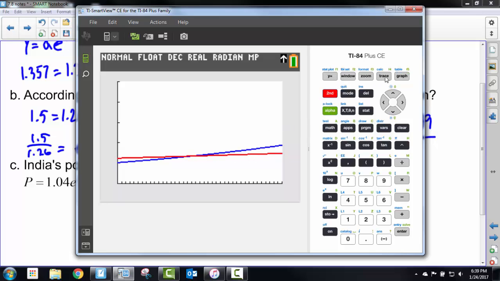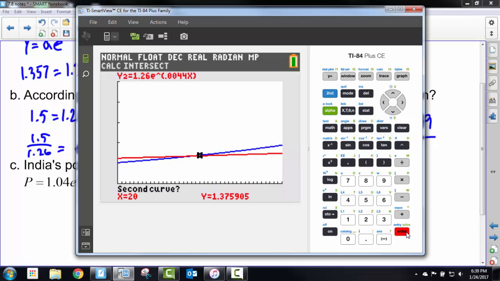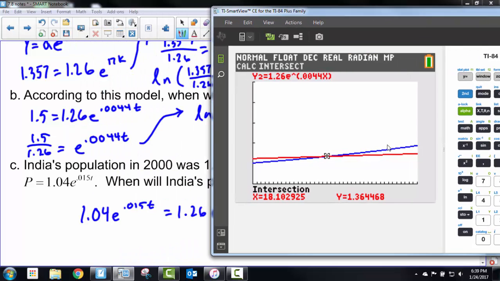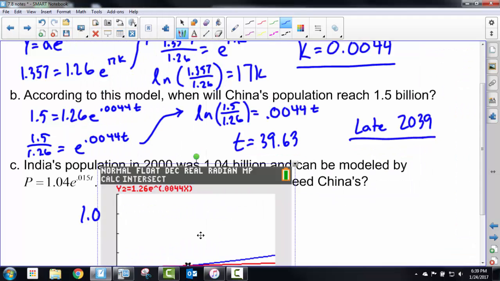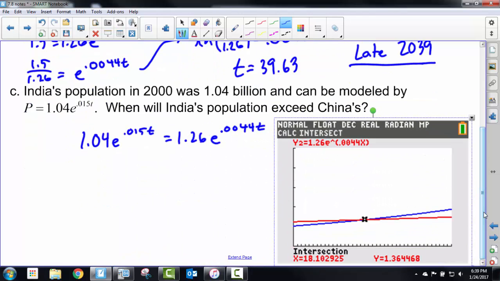And we've talked about how you can do intersections, and that's what I'm going to do. So I'm going to try to find the intersection here, and there it is. So I've got it to be about 18.10. Just drag that right down there. And so what that tells me then is that it's around 2018.